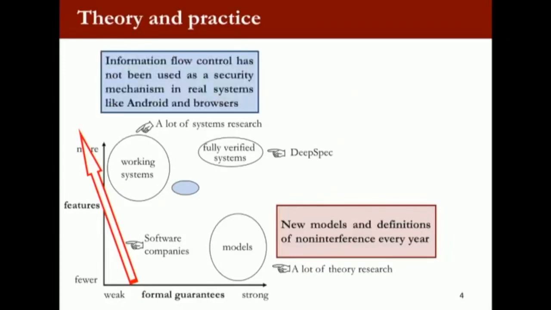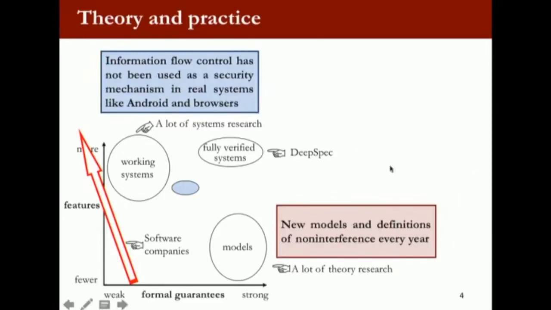But in reality, information flow has not been used as a practical security mechanism in any real systems. When Android and Chrome got pushed out, which was actually fairly recent, the only thing they could think of was still using the permission system, the access control system. They really didn't think about having information flow as part of their security enforcement.